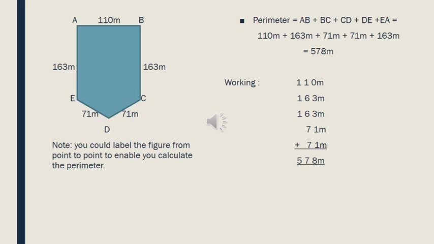Now adding up all of these gave us 578 meters. I have also shown you how to add it up vertically, arranging them vertically. Getting that vertical arrangement will also give you your answer. So you could do it horizontally or vertically, depending on your strength.